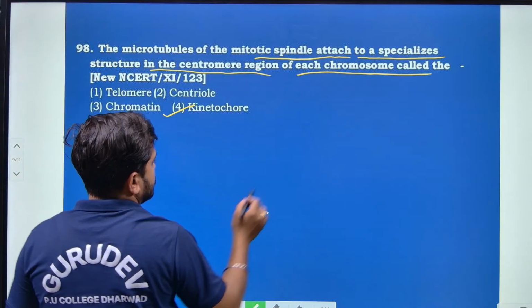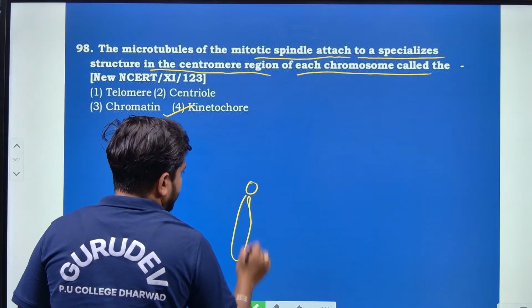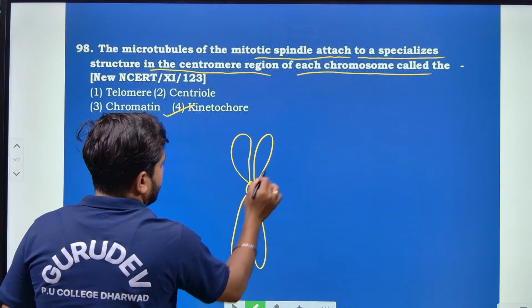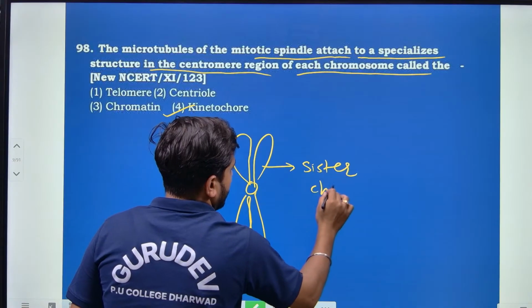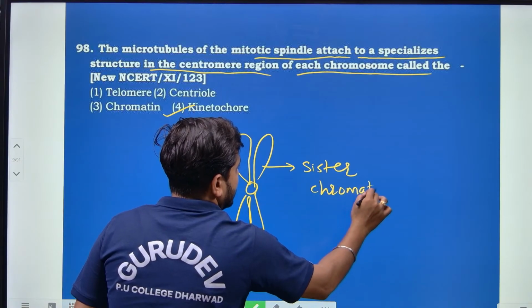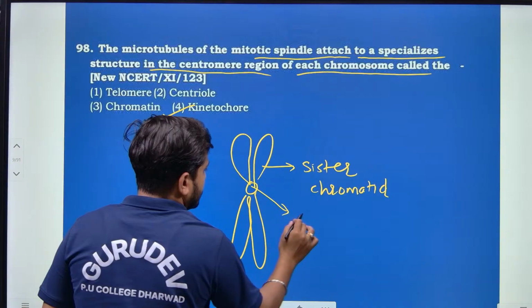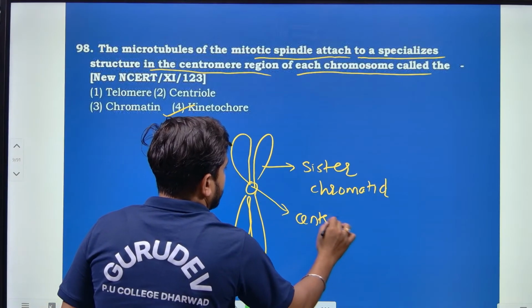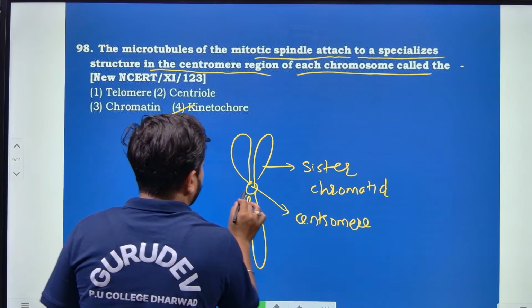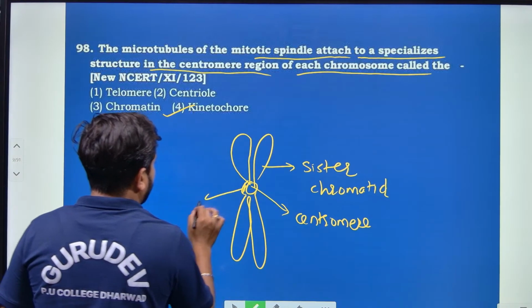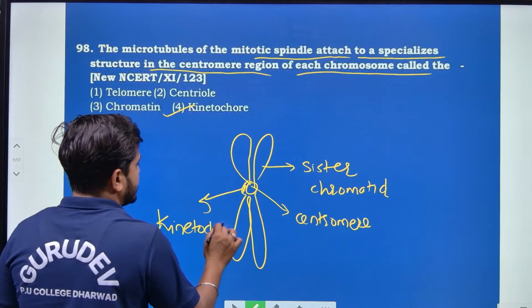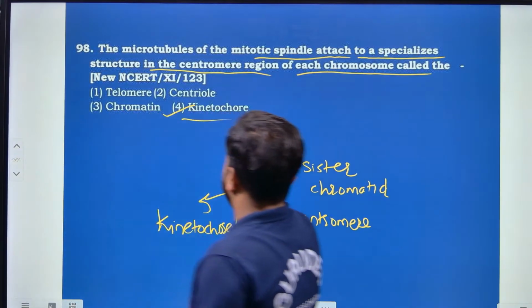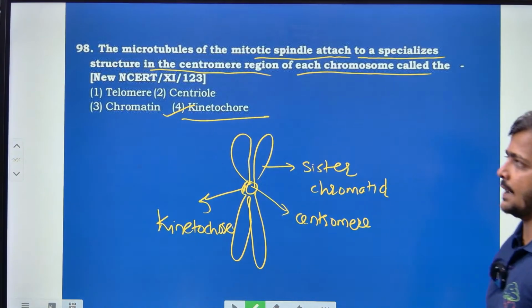Now with respect to the chromosome, if you consider, these are the sister chromatids, right? Two sister chromatids we are going to find, and at the center I am finding the presence of the centromere, right? On the back of the centromere I am finding the presence of the kinetochore, right? And that can be seen with respect to this question, that is, option 4 is correct, right?